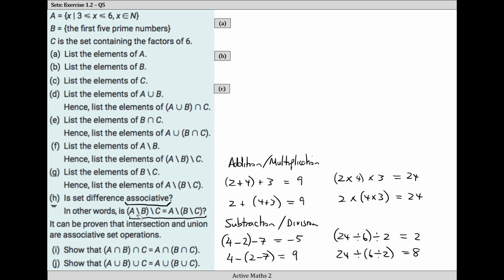We're going to investigate if set difference, the backslash, is associative, and then later on whether union and intersection, whether that's associative. And that's the big, I suppose, issue with this question. The early questions are actually quite easy. So let's delete that and move through the question.